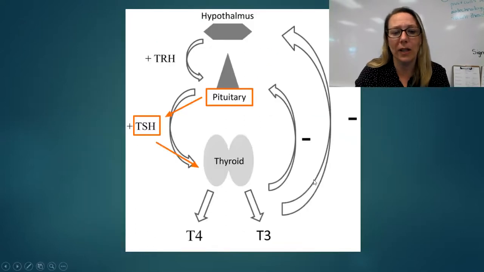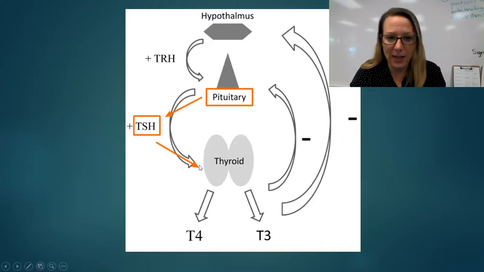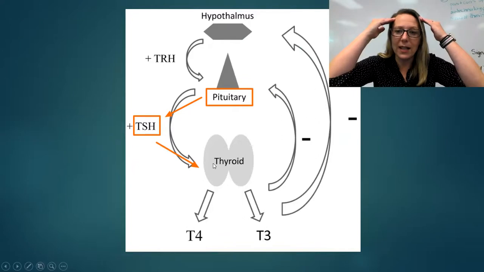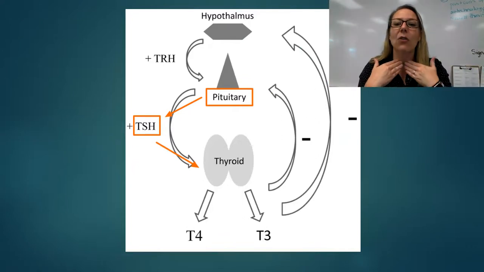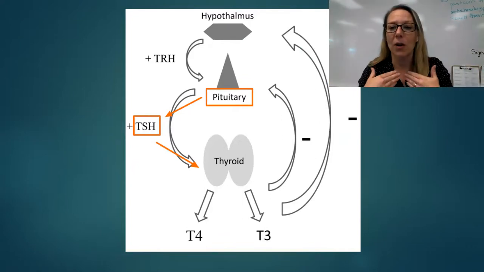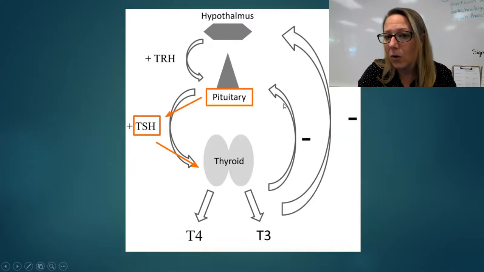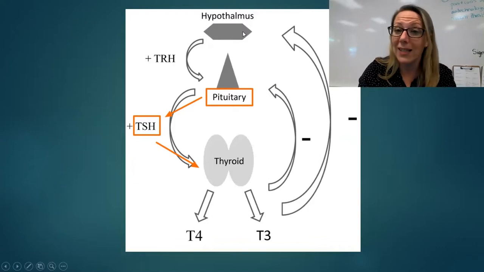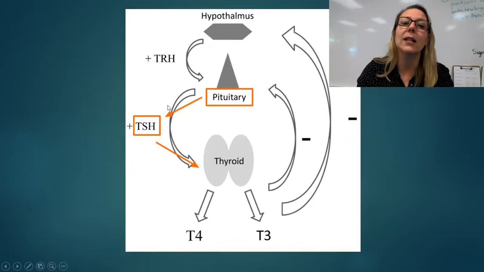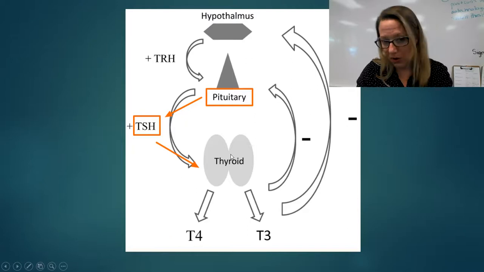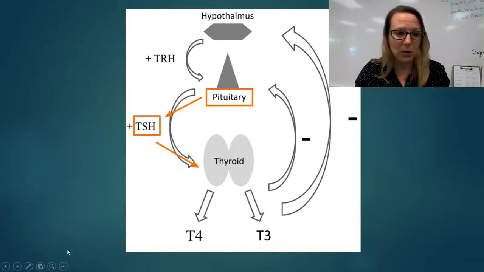So this looks really confusing, but I want you to understand that it's a feedback cycle. Your pituitary gland releases TSH, so your brain sends TSH to your thyroid. Your thyroid releases T3 and T4, which will go through your body and allow for metabolism to happen. And when the level gets too low, your brain says, I need to release more TSH, which causes your thyroid to release T4 and T3.